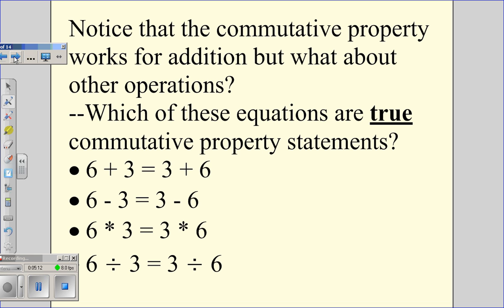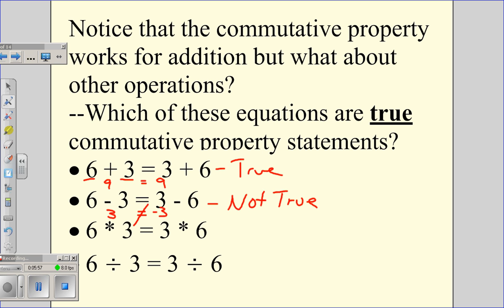All right, now we've looked at the commutative property for addition, but what about the other operations? Does this work for every operation? Well, again, when we add 6 plus 3 equals 9 and 3 plus 6 equals 9, so we know this is a true statement. What about subtraction? 6 minus 3 is 3. 3 minus 6, I know, is a negative 3 because I'm moving backwards. 3 does not equal negative 3. So this is not a true statement, which means the commutative property does not work for subtraction.